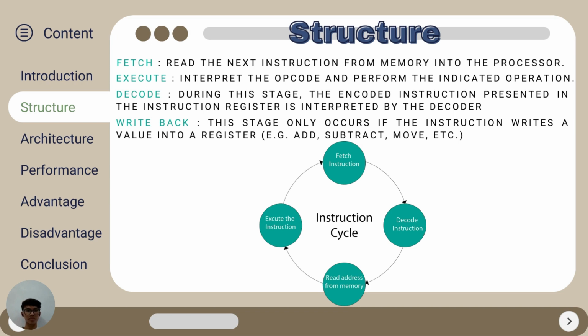The third is decode. During this stage, the encoded instruction presented in the instruction register is interpreted by the decoder. The last step is write back. This stage only occurs if the instruction writes a value into a register. For example, add, subtract, move, and others.